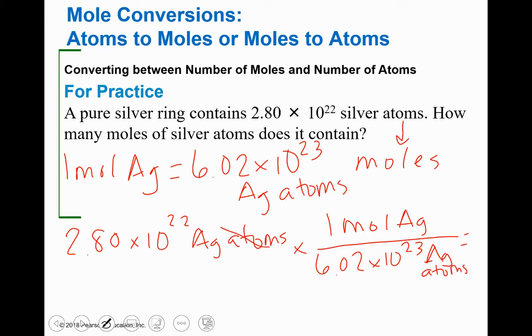Okay. So my atoms cancel. So this math will be 2.80 times 10 to the 22nd divided by 6.02 times 10 to the 23rd. And that will give me 0.0465 moles of silver. And that will be my answer.